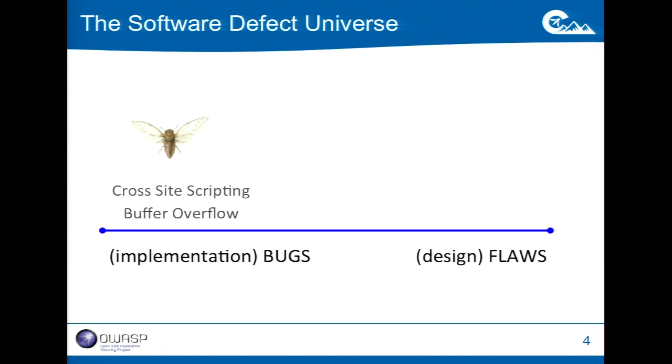On the bug side, we have things like buffer overflow, which is a dangerous flavor of defect.